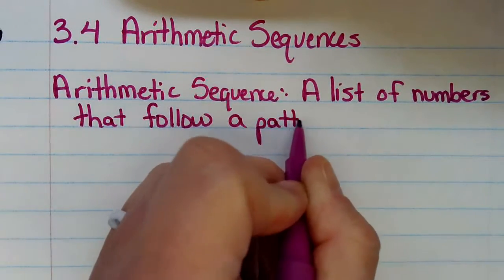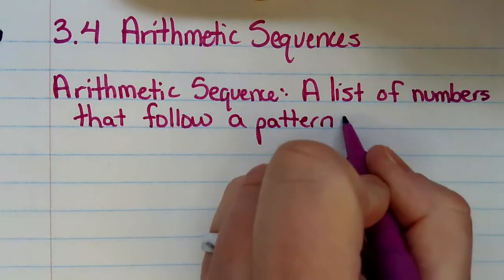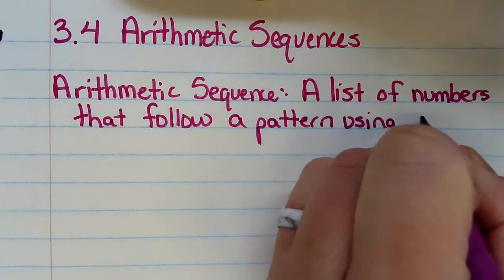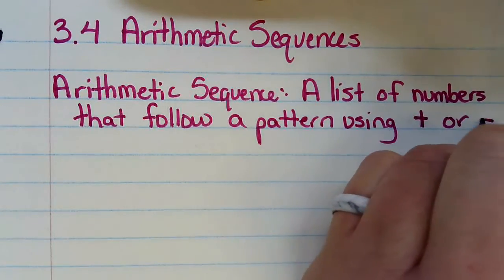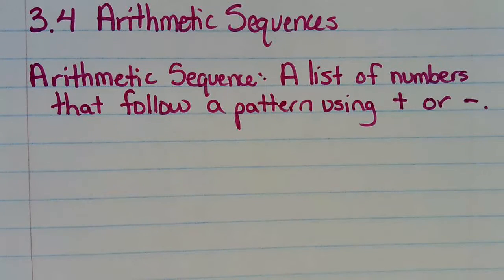Now, the pattern, though, has to be using addition or subtraction only. So when you're looking at a list of numbers to figure out if it's arithmetic or not, the pattern has to be like +3, +3, +3, and so on and so forth, or -5, -5, -5. If it's not one of those, then it's not arithmetic, and that's literally all you're doing today, is looking to see if there's a pattern or not.